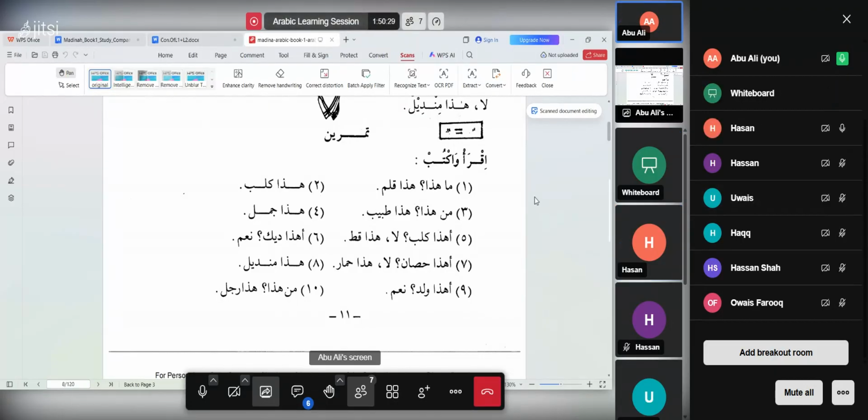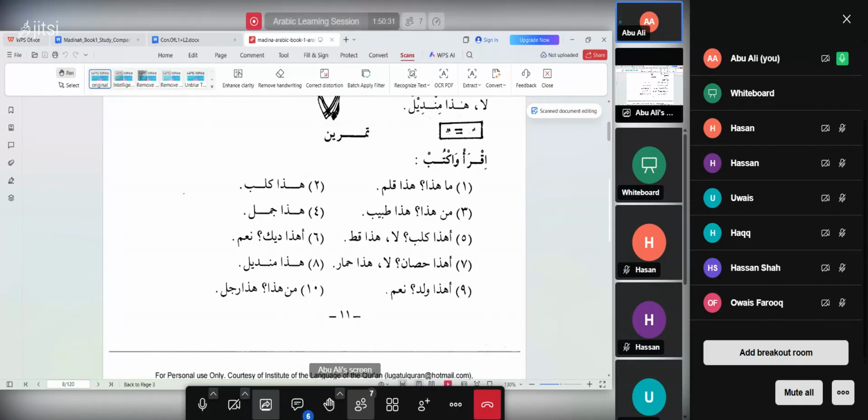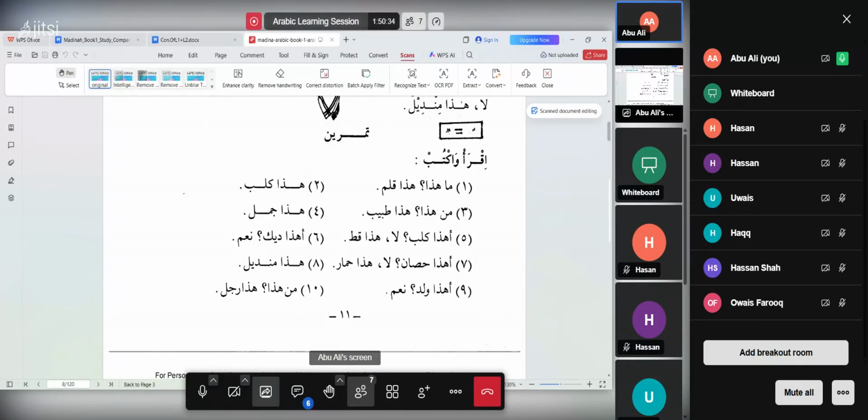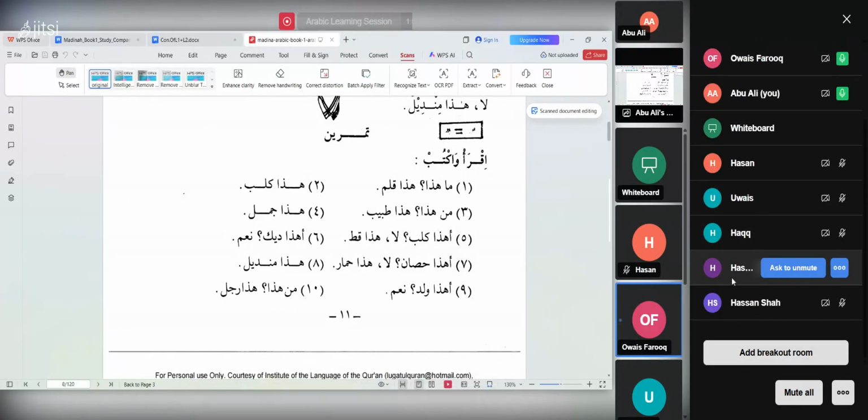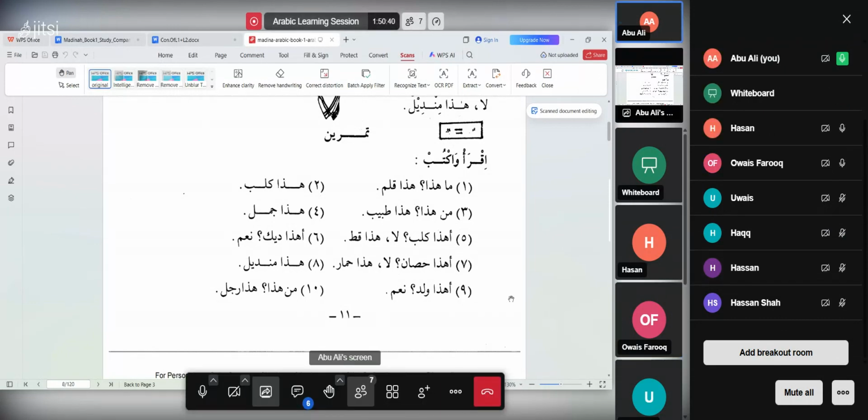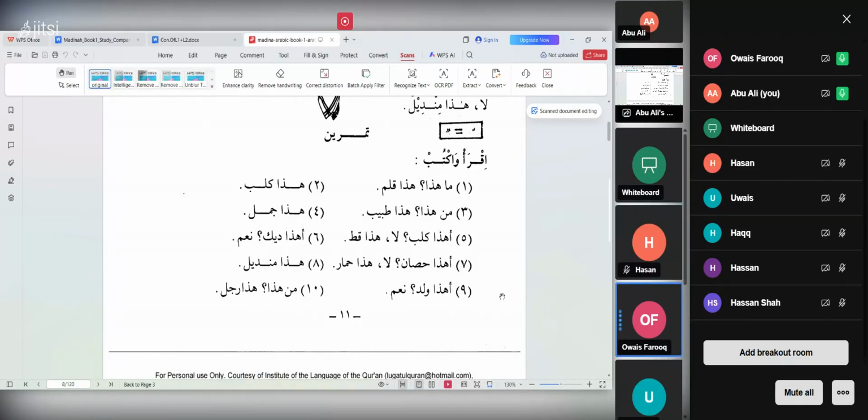Which word were we on? The fifth one. Third line. أهذا كلب؟ لا هذا قط. Go on. Continue. Yes, sentence 6. أهذا حصان؟ لا هذا حمار.